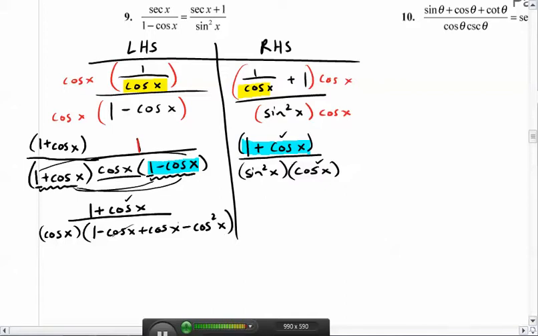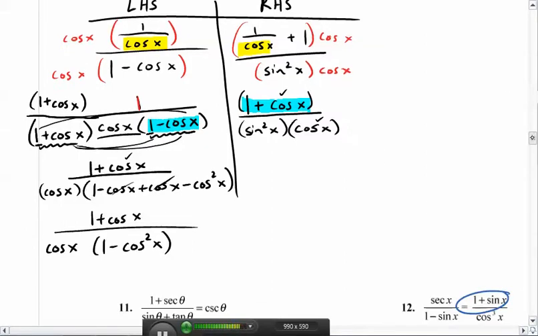So the negative cosine and the positive cosine will cancel. So in the denominator, I'm left with 1 minus cosine squared x. Now because sine squared plus cosine squared is 1, 1 minus cosine squared x is the same as sine squared x. And there it is. Done. So on to question number 23.